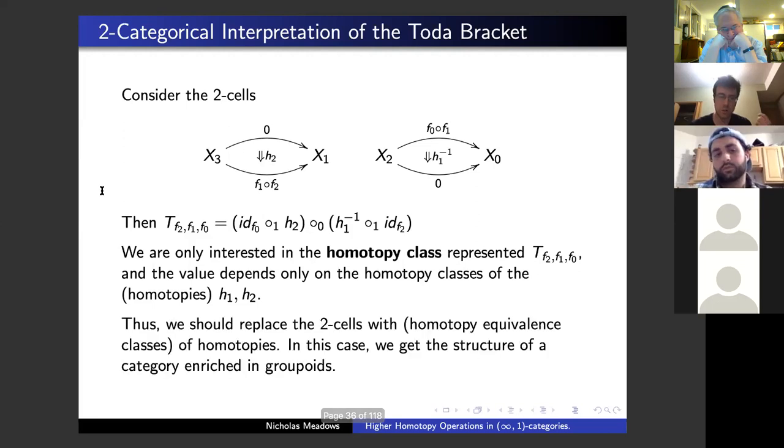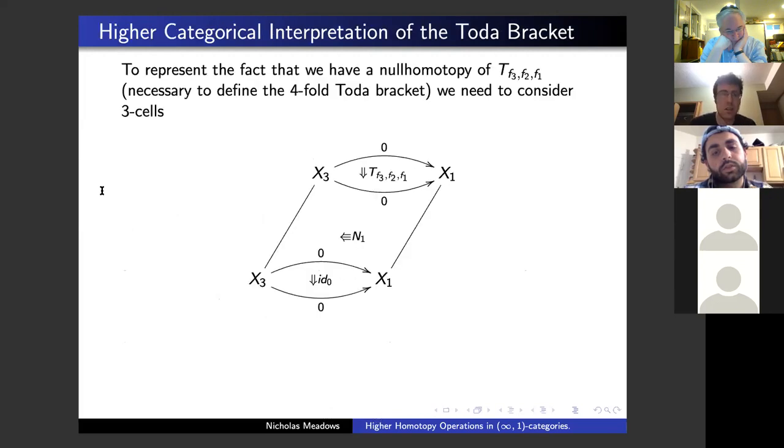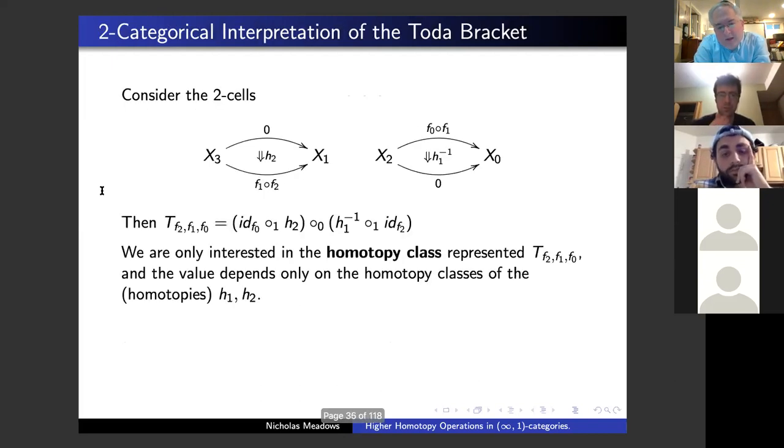Thus we should replace the two cells in our thing with homotopy equivalence classes of homotopies. And in this case, we get the structure of a category enriched in groupoids. So the thing is that if we wanted to represent the fact that, let's say, what you just said was that, that's called a 2-1 category, where the two cells are only isomorphisms.